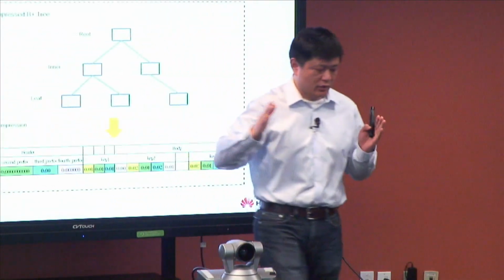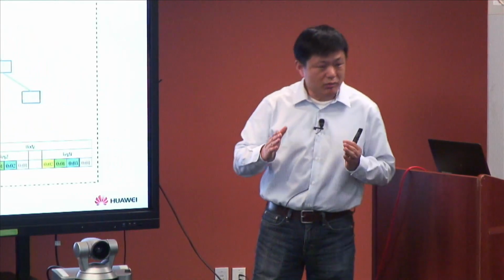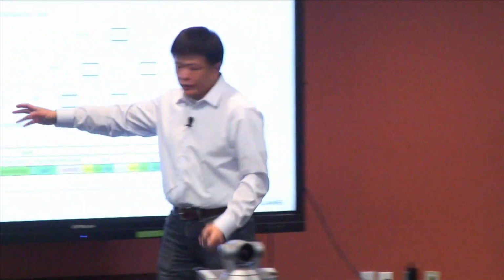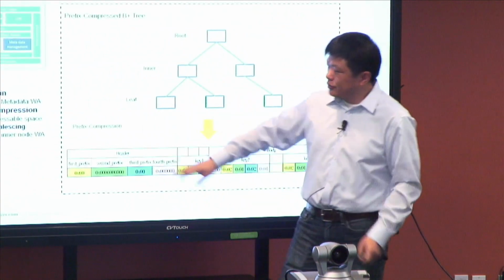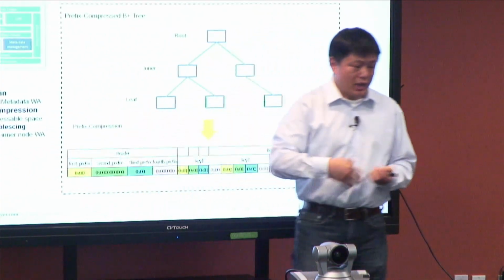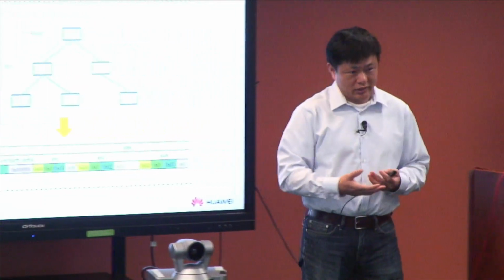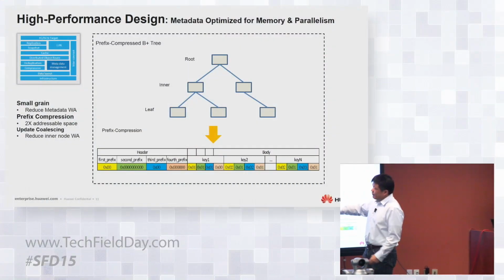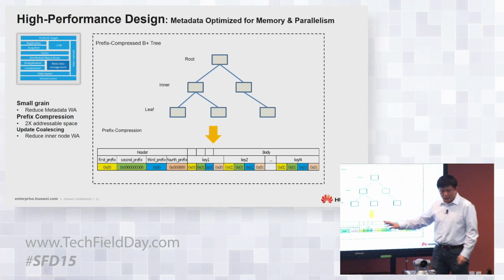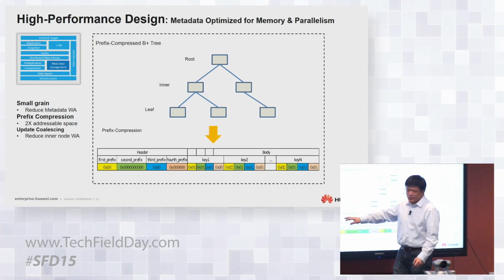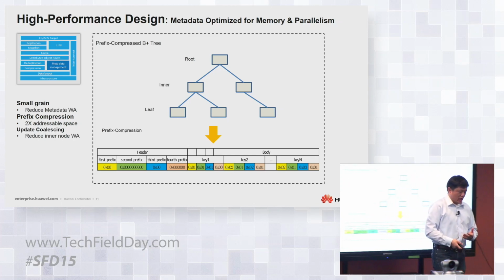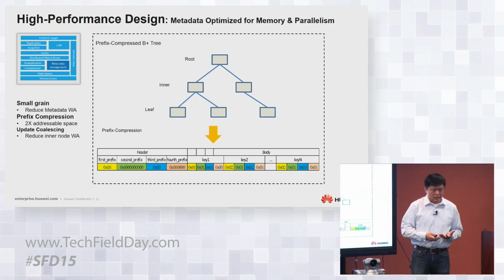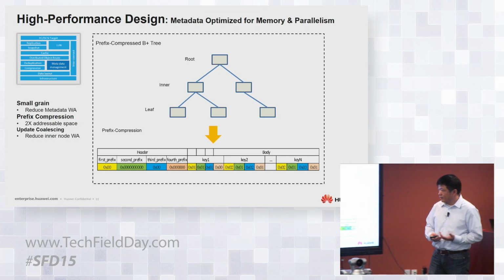Then on the details, we're trying to minimize the metadata write amplification. What we're trying to do here is we use a small grain. We also coalesce the updates, so the inner node updates are coalesced together. And we also use a prefix B+ tree here, which lets us address twice the amount of flash.